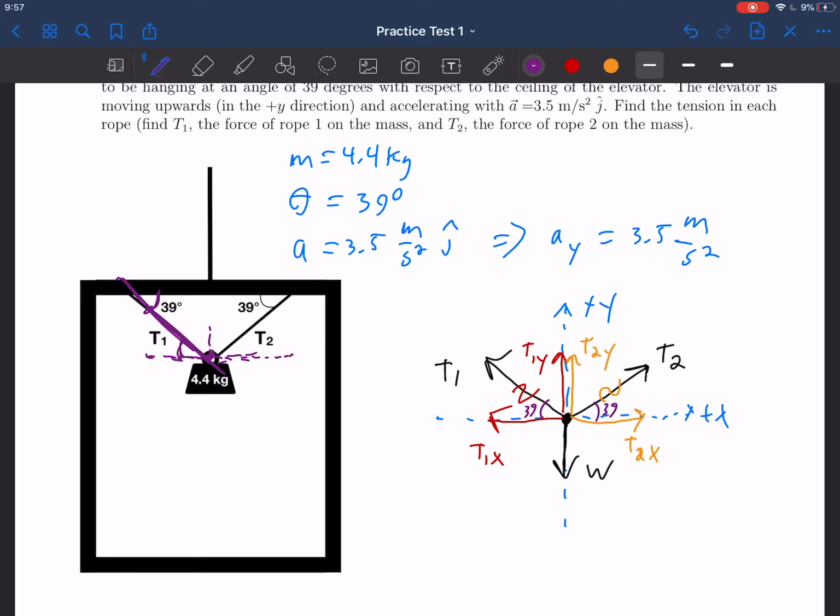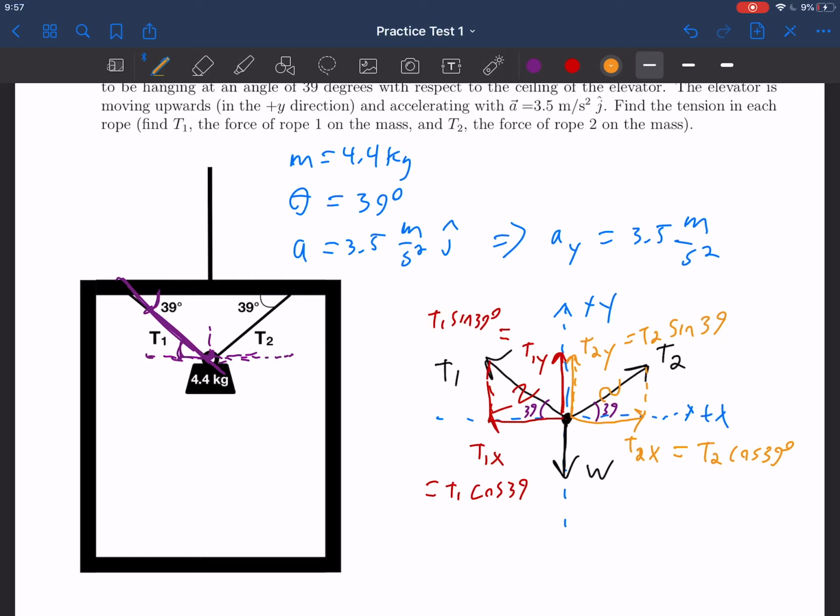Once I know that, I can figure out what T1x and T1y are. T1x is equal to T1 cosine of 39, because that is adjacent to that 39 degree angle. T1y, which is this, or equivalently this, is opposite that 39 degree angle, so I have to use sine. So this becomes T1 sine of 39 degrees. Okay. Same thing for T2. T2x is adjacent to that 39 degree angle, so we have T2 cosine of 39 degrees, and T2y, which is this or this, is equal to T2 sine of 39, because again, that's opposite that 39-degree angle.